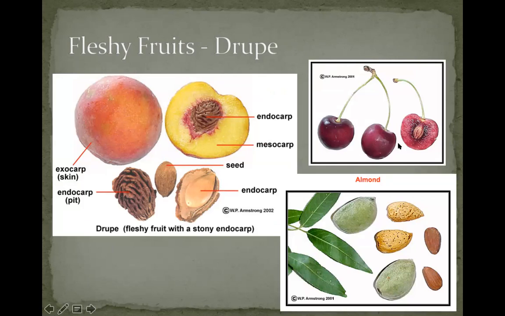Peaches, apricots, cherries, almonds are actually considered a drupe. They are not a true nut. True nuts are dry fruits, which I'll talk about in a second, but almonds are also an example of a drupe. Avocados are an example of a drupe as well. So again, it's a type of fruit with a very stony endocarp.